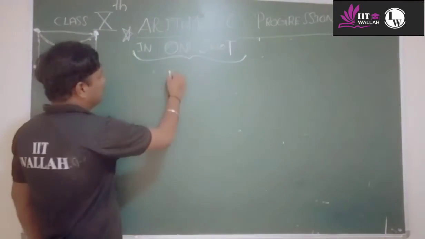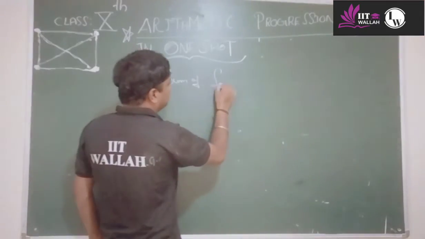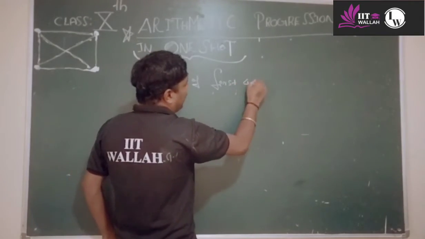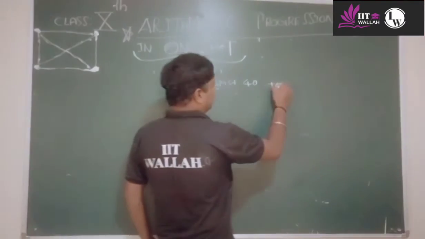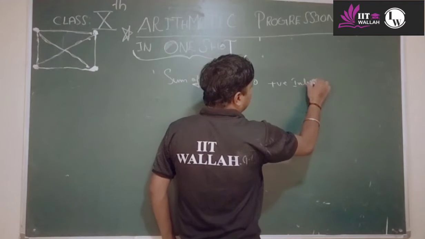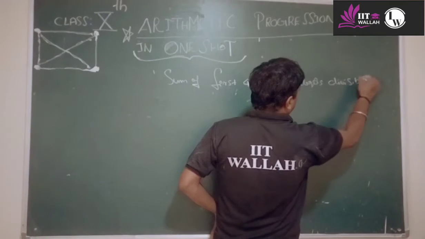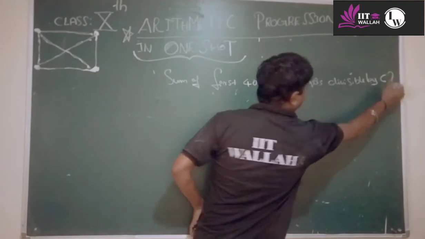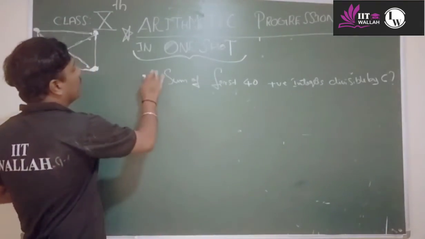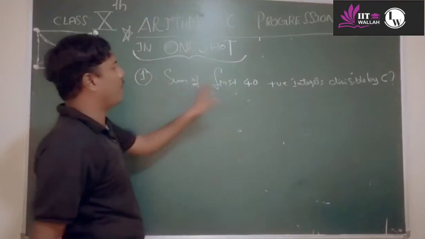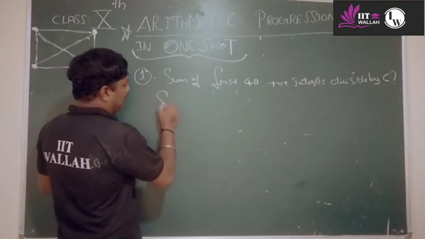Next is the sum of the first 40 positive integers divisible by 6. That is what we have. What we need to find? We need to find the sum of the first 40 positive integers divisible by 6. So Sn we need to find.